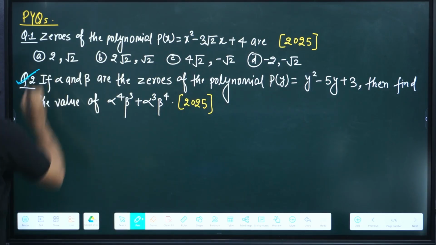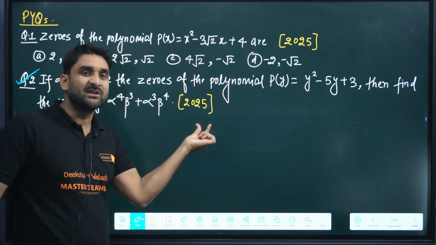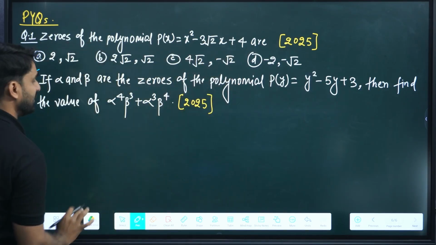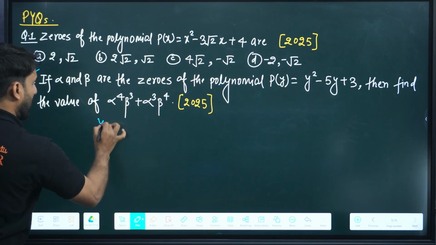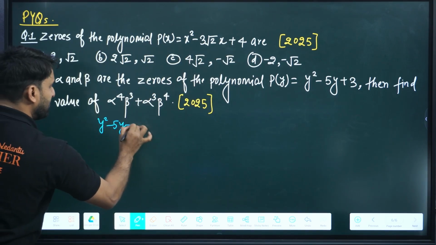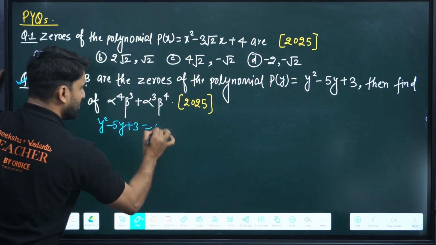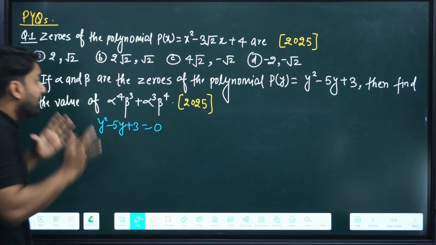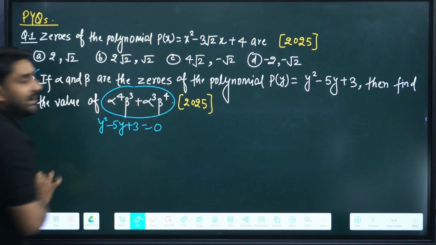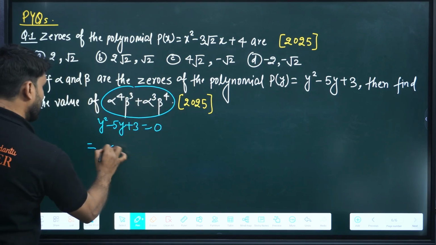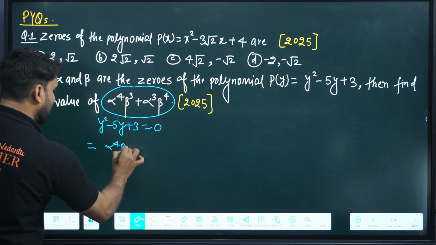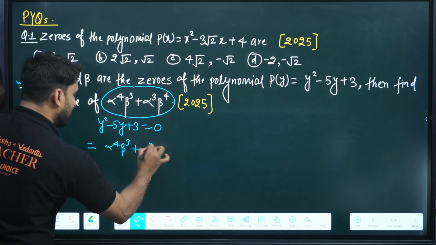I'm doing the second question, which is a recent question from previous year 2025. Look at the question. Basically, my dear, y square minus 5y plus 3 equals 0. This is your quadratic polynomial. But we have to find the value of this, my dear. So what you need to do here, look: alpha power 4 beta cube plus alpha cube beta power 4.